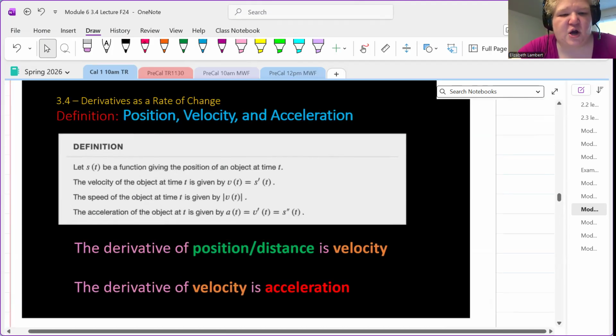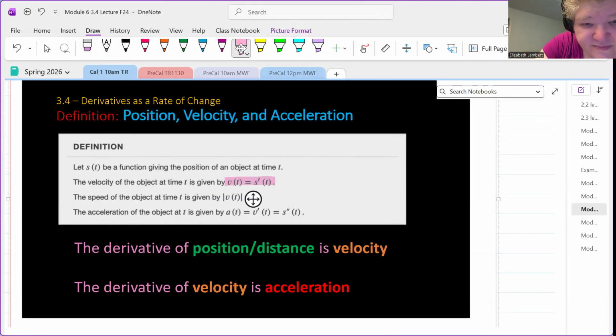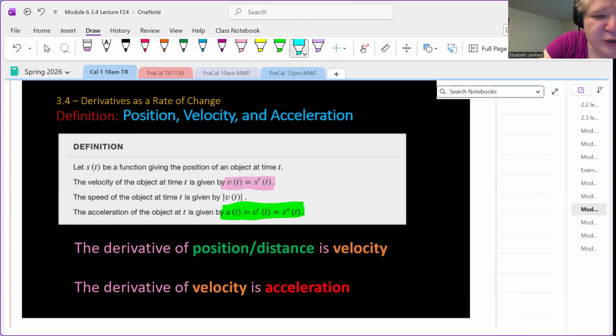So S is our position function. The derivative of the position function is the velocity function. The derivative of the velocity function is the acceleration function. So I've got several different statements in there. And then I've got this extra bonus statement for the word speed.